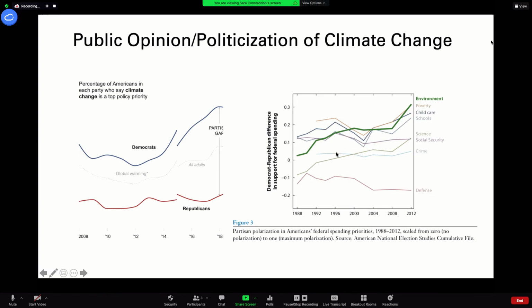On the right, we see the Democrat minus Republican difference in support for federal spending along these many different issues that the American National Election Studies survey considers. And what you see is that this gap in how much the different parties think should be spent is growing, and especially growing on the environment above all others.